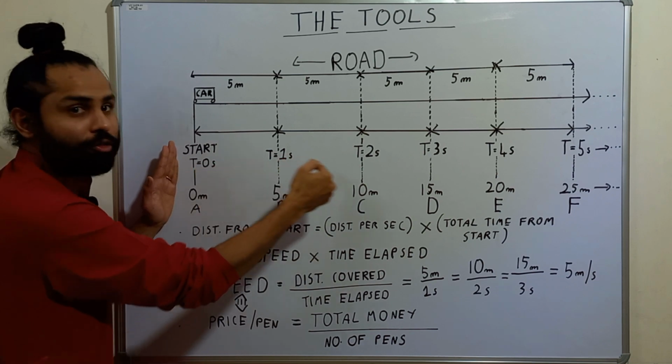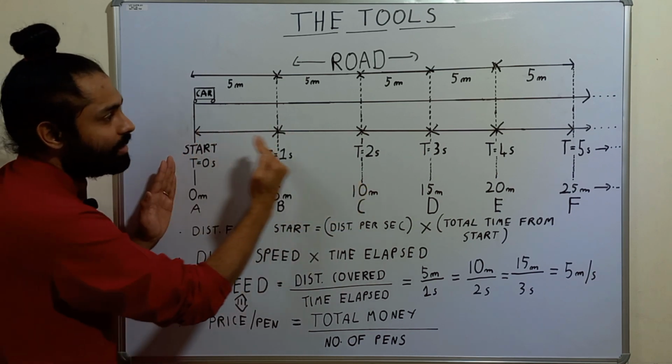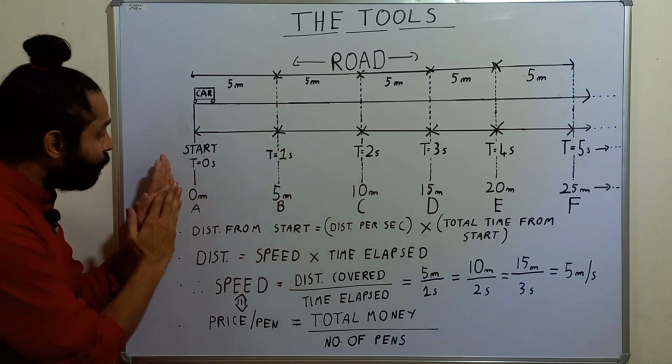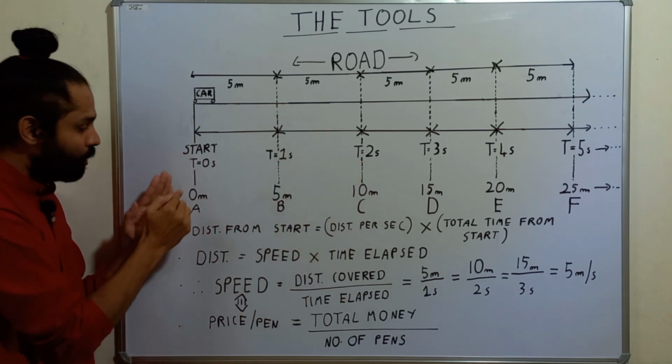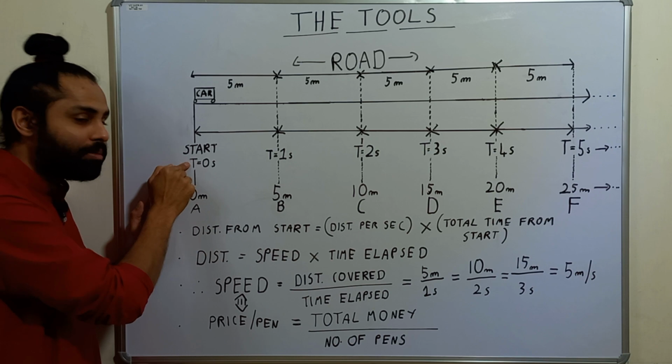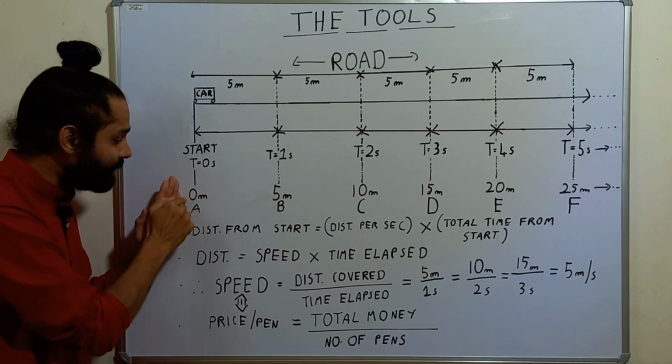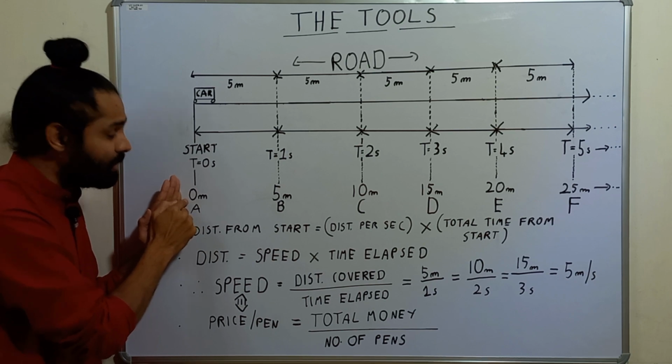So time is measured from here. Similarly, the distance traveled by the car along the road is measured from this start position. So we again start from here. Our time starts from here, 0 seconds. The distance also starts from here. This is our starting point for distance, 0 meters.